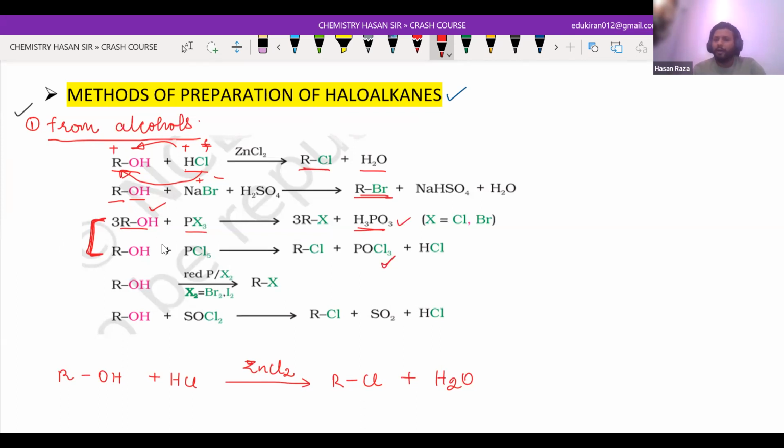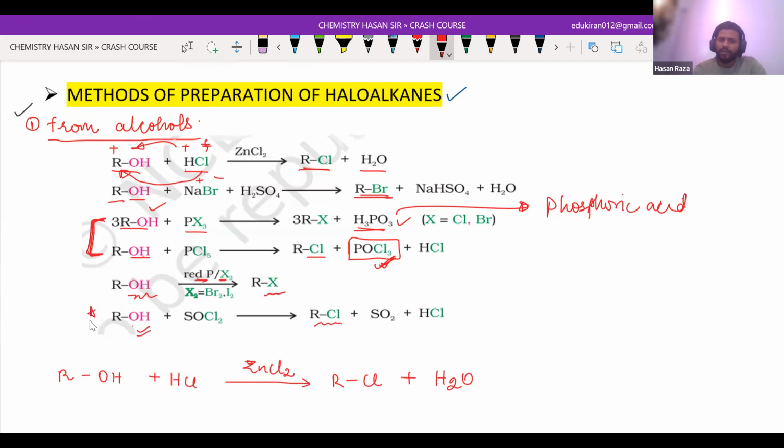So alcohol in the presence of PX3, that means phosphorus trihalide, you will get H3PO3, that means phosphorous acid. And ROH with PCl5, again replace this OH with Cl, and you will get POCl3, phosphorus oxychloride. And then ROH in the presence of red phosphorus and X2. Then again ROH with SOCl2, you will replace this OH with Cl.